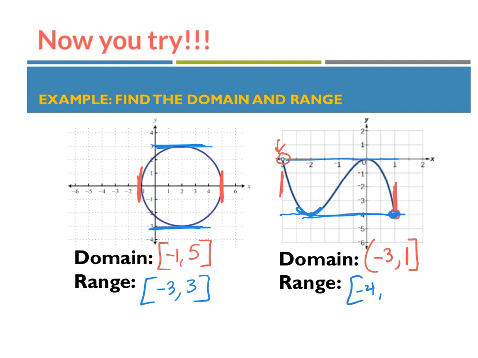And this is a little bit tricky to figure out whether it's a parenthesis or bracket here, but notice it's an open circle right here, but as you travel to the right, it includes that value at the origin. And in fact, the graph actually goes through that value of 0. And so since the graph goes through that value, it almost trumps that open circle there and includes that value for the range. And so this would be -4 to 0, and we'd use a bracket around there.